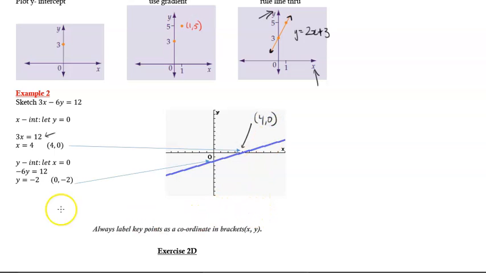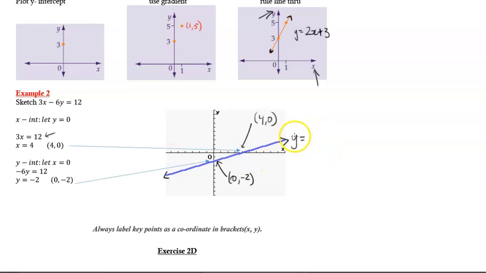Your y-intercept is when you let x equal to 0. This will end up being 0 minus 6y, so minus 6y is equal to 12. Divide both sides by negative 6, and you will get y is equal to negative 2. So our coordinate here is 0, negative 2. Again, arrows. These were screenshots taken off the ClassPad calculator, so they don't necessarily have arrows on them. But when you're putting this into your book, make sure you have your arrows and make sure the axes are labeled.